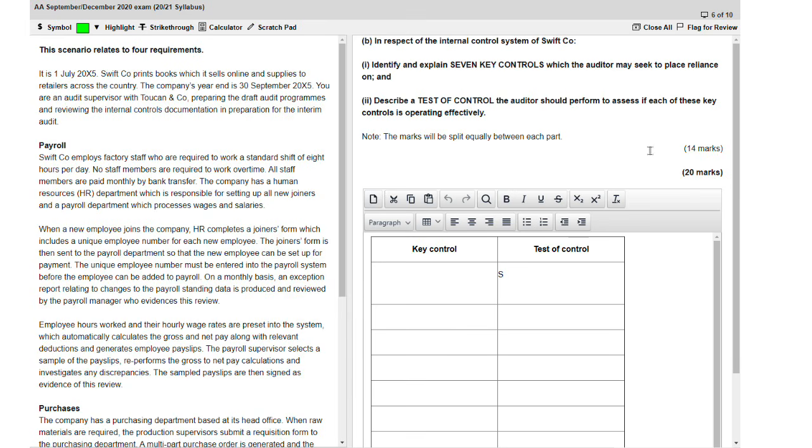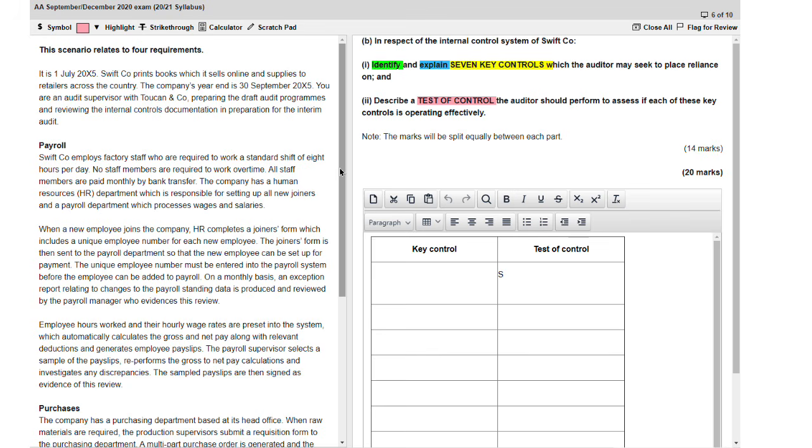here's the big marks, isn't it? 7 key controls. 7 key controls. And with those 7 key controls, I need to do two things. I need to identify them and explain them. And then finally, in the second part, describe tests of control. There we are, and we just want 7. So there's my requirements.